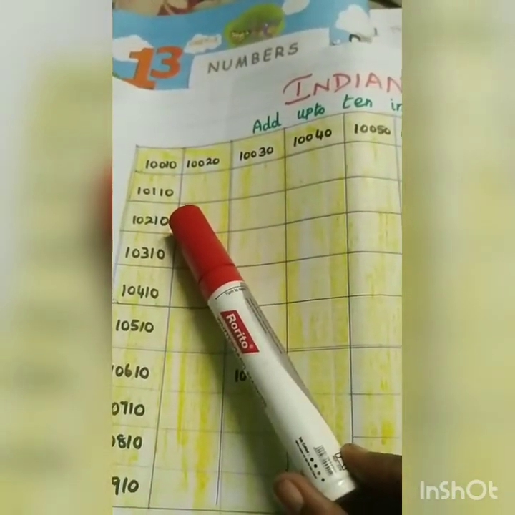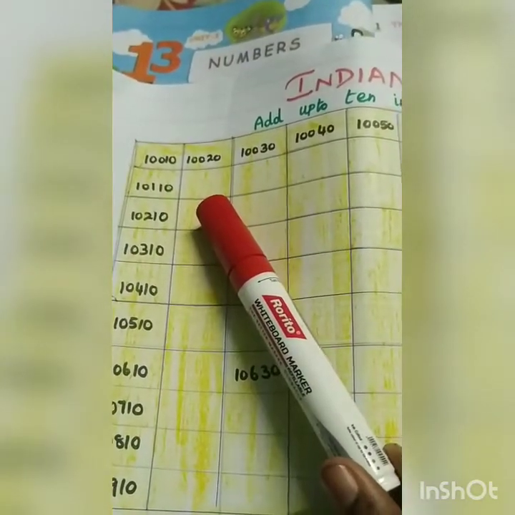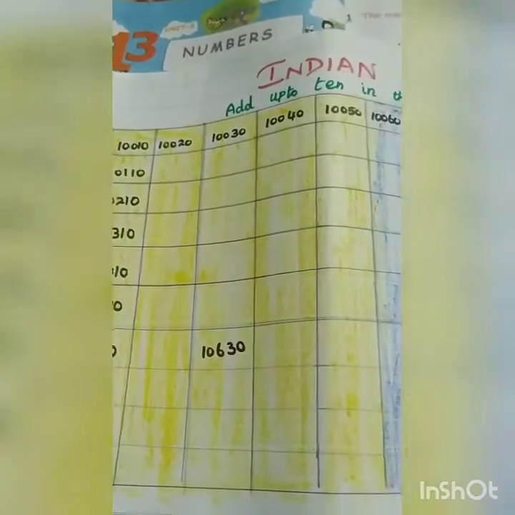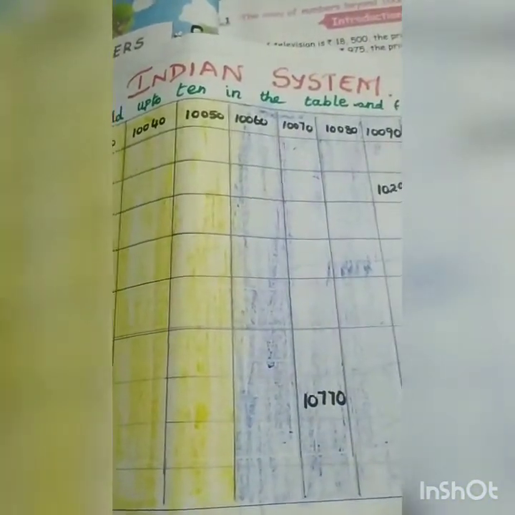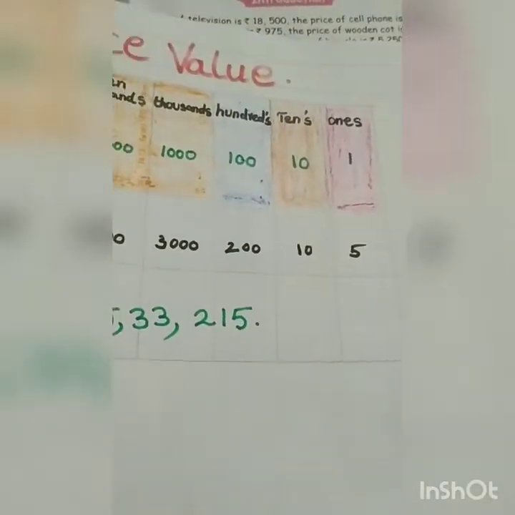So this is 10,110. Then it will be 10,120. So like that, just fill up this format also, so that it is easy for you to do the place value, expandable forms, all that.